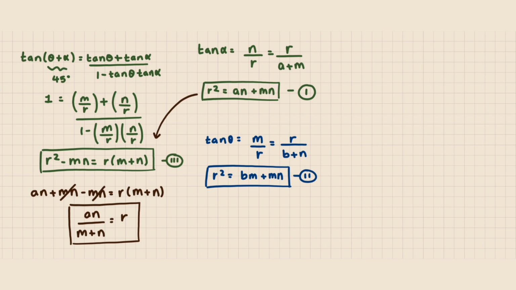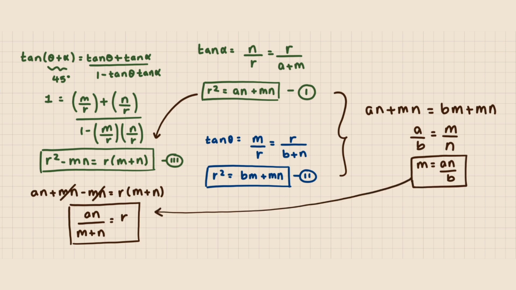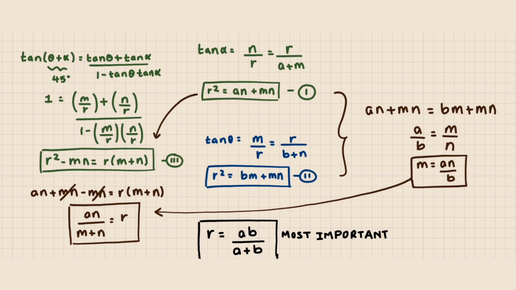Now we are going to compare the first equation and the second equation, because the left hand side of both of these equations is the same, that is r square. So we can simply compare their right hand side. Therefore an plus mn equals bm plus mn. Now from both sides mn gets cancelled out, so we finally have a upon b equals m upon n. And from this equation we have the value of m as equal to an upon b. So here we have got the value of m, and we are going to put this value of m in this particular equation. So now we will get the final equation as r equals ab upon a plus b, and this is the most important equation.